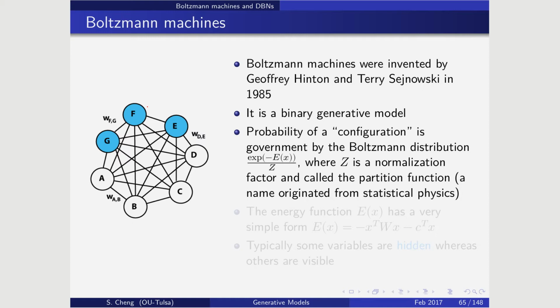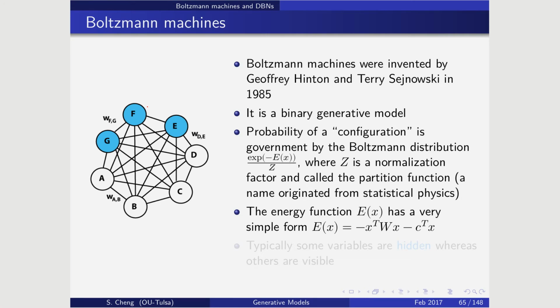Each of the configurations can have different energy based on their interactions. Ultimately, not always, but with high probability, it will fall into the lower energy state. And this will follow the Boltzmann distribution. That's why it's called a Boltzmann machine.